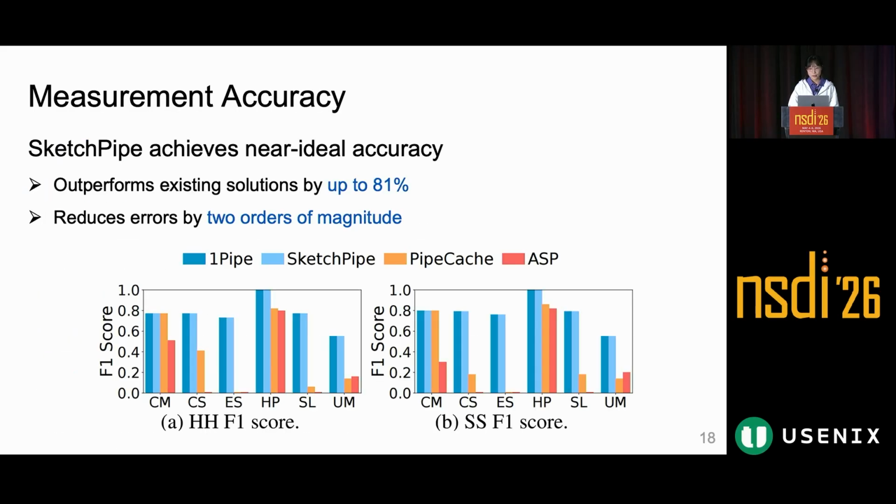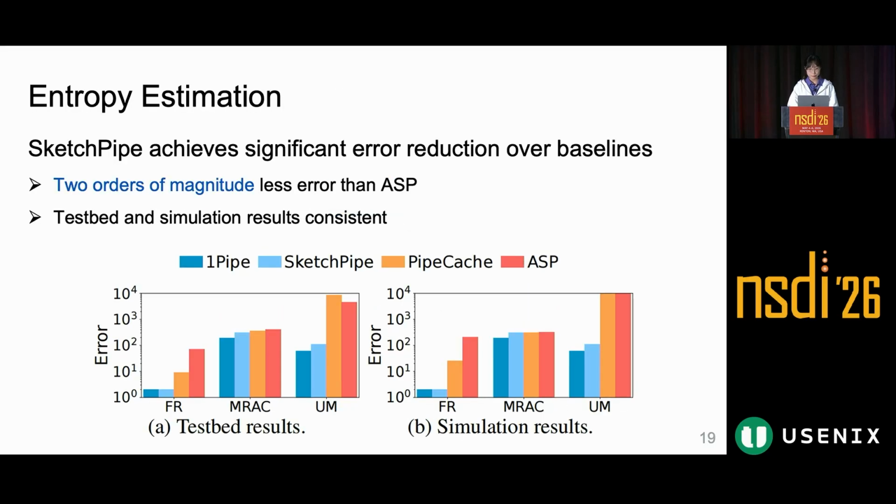For measurement accuracy, SketchPipe achieves near ideal accuracy across different sketches and applications. Compared with existing solutions, SketchPipe improves accuracy by up to 81% and reduces measurement errors by up to 2 orders of magnitude. And the key reason is that SketchPipe avoids both redundant measurements and measurement imbalance, while still ensuring that each array reaches a complete view of flow keys. For entropy estimation, SketchPipe also significantly reduces errors. Compared with array split placement, SketchPipe achieves up to 2 orders of magnitude lower error.